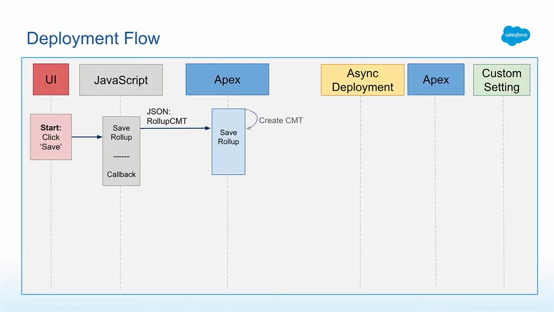Okay, so in our Apex, we have created our CMT from the JSON, we have queued it up, and we have started our asynchronous deployment. Everybody with me so far? Hopefully the diagram is helping here. It's a little complex. So now let's jump into the deploy CMT part of this.